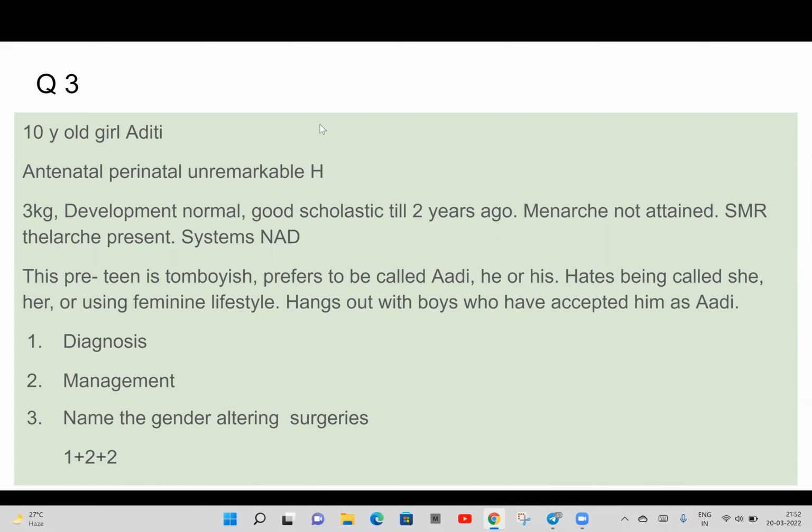Hangs out with boys who have accepted him as Adi. So if one person is telling that we have to call them him, we should call him as Adi. So what is the diagnosis here?